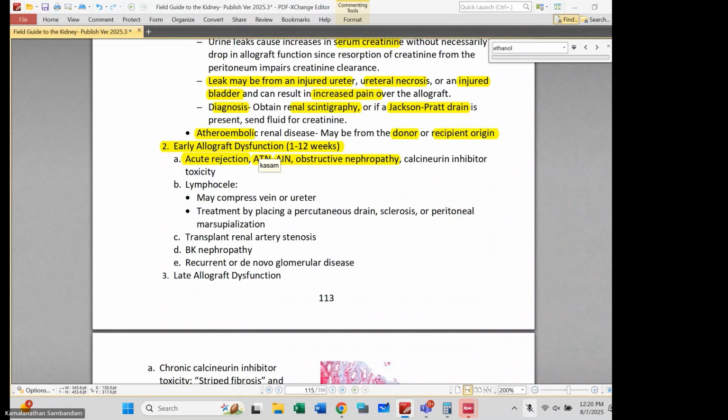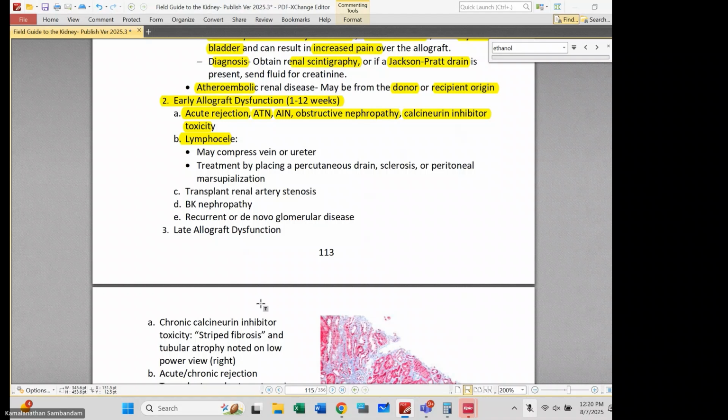Obstructive nephropathy can certainly be a concern as ureteral necrosis progresses to ureteral stenosis. Okay, so we look for that. Calcineurin inhibitor toxicity is certainly a big category of causes of early graft dysfunction. Let's move on to others.